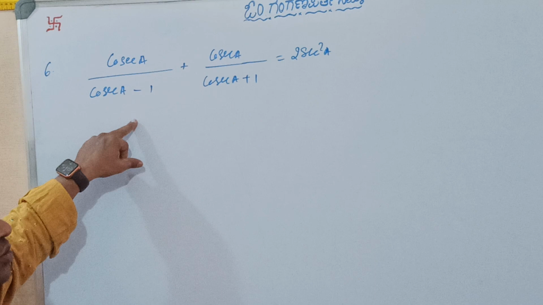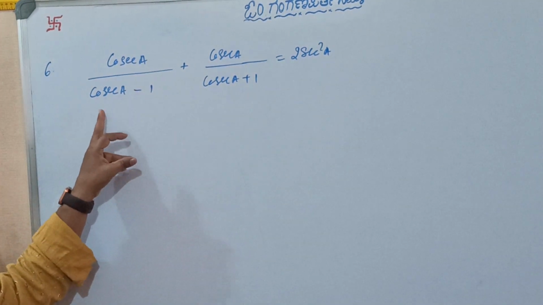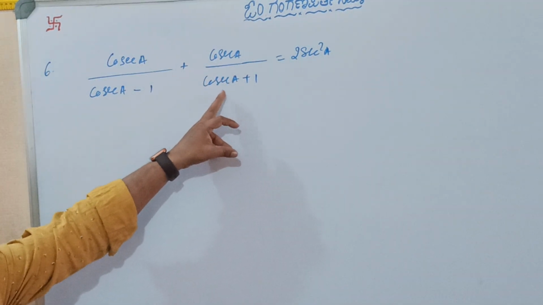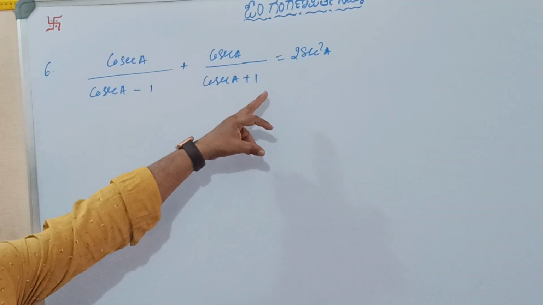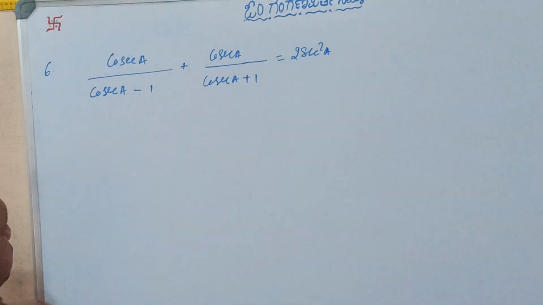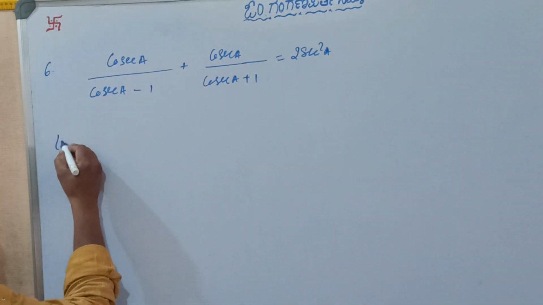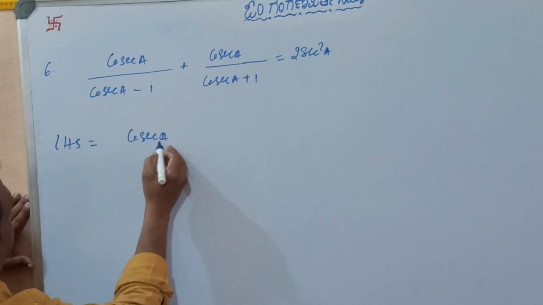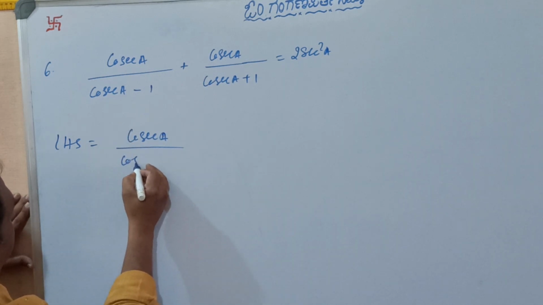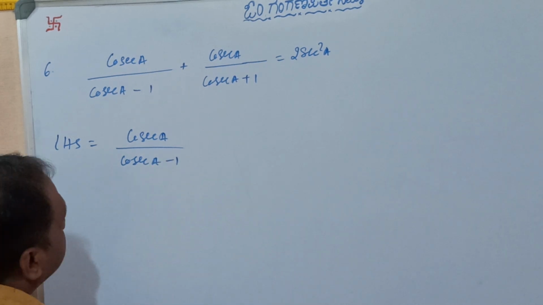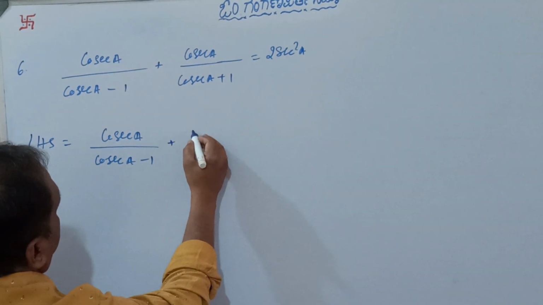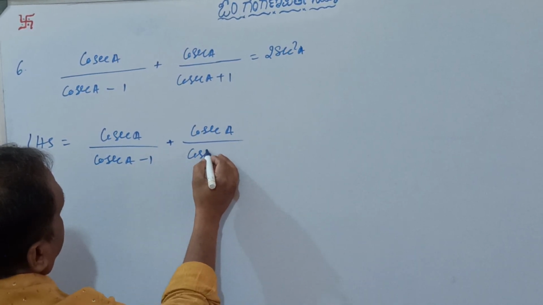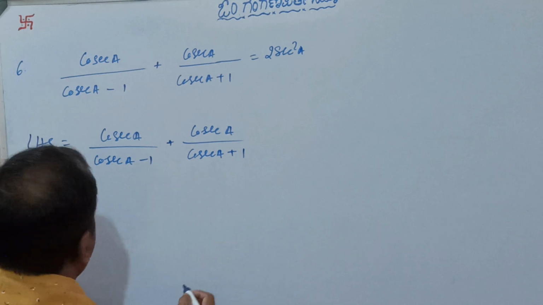Okay, here the next problem is cosec A divided by cosec A minus 1 plus cosec A divided by cosec A plus 1 is equal to, we have to prove, 2 sec square A. So here also we are going to consider LHS is equal to cosec A divided by cosec A minus 1 plus cosec A divided by cosec A plus 1.